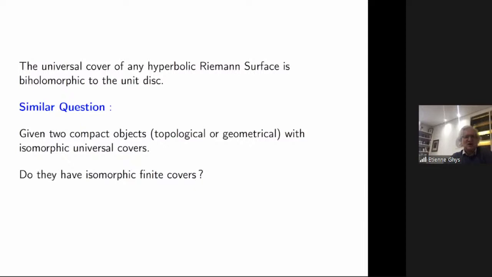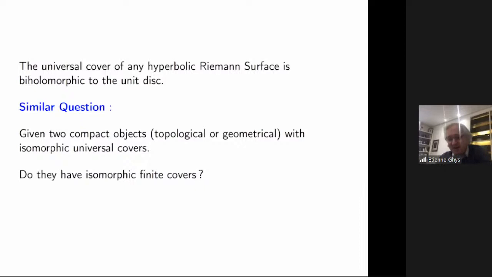Suppose you have two compact objects, which could be topological or metrical. Do they have isomorphic finite covers? Well, we have seen that the answer is no for Riemann surfaces with complex structures. We have seen that the answer is yes for topological surfaces. And here's another example where the answer is yes in a somehow non-trivial way.